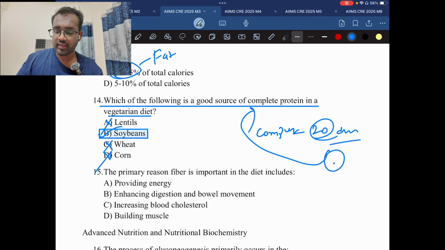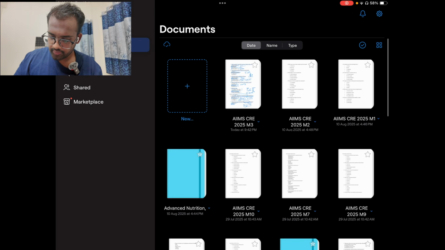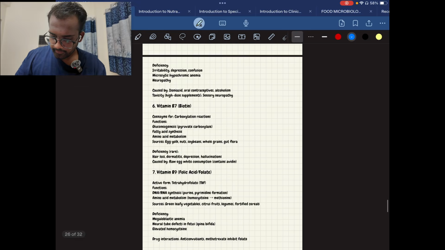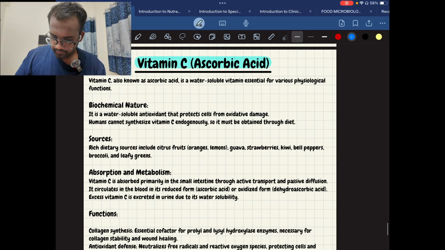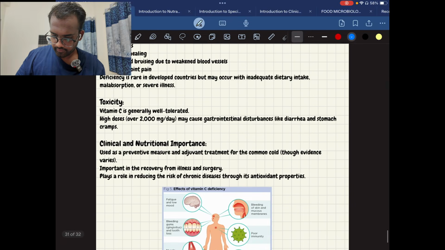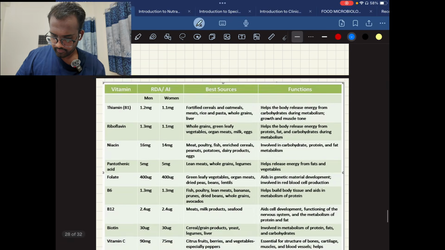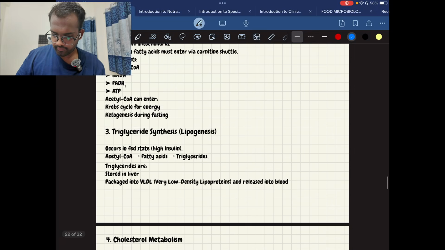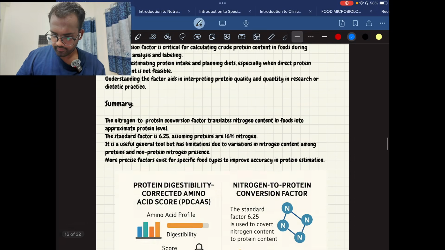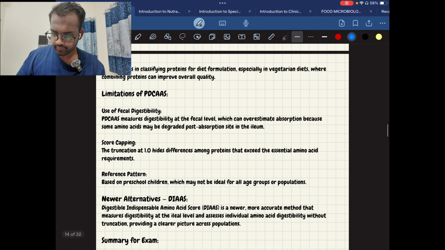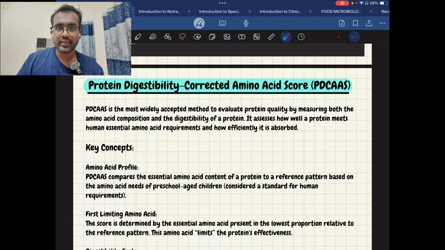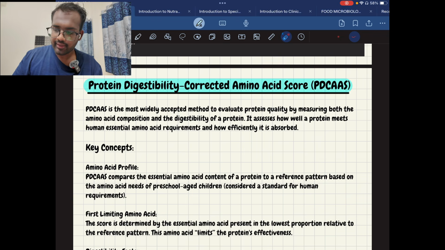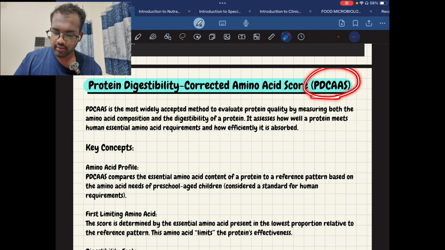Apart from this, always remember there is one score called the PDCAAS score, protein digestibility corrected amino acid score. I have explained it in my advanced nutrition PDF. You can just go to the advanced nutrition PDF and go down. Yeah, you can see here what the PDCAAS score is.